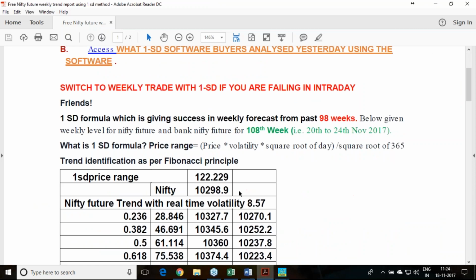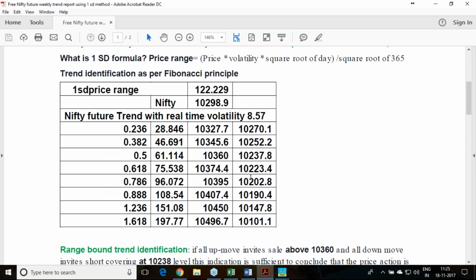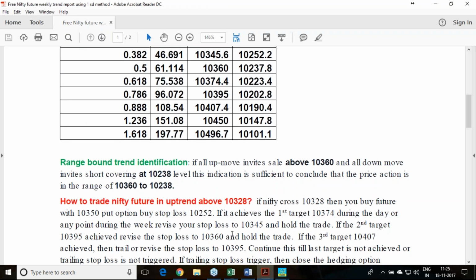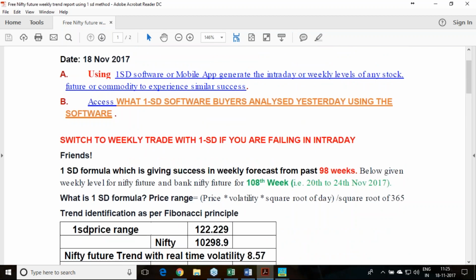So for the coming week, follow this Nifty and Bank Nifty analysis and the process mentioned here along with the hedging, follow it and experience. Then if you are satisfied with that, you can think of opting for this software.